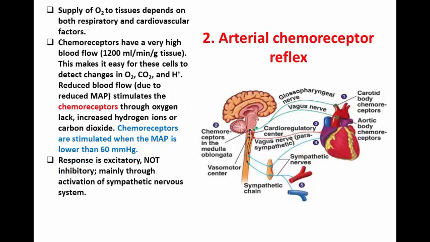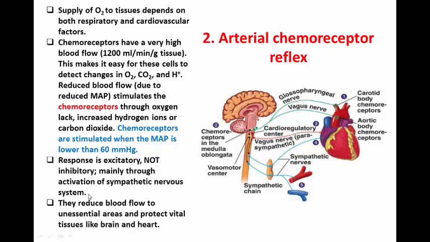When they are stimulated as a result of the drop in the mean arterial blood pressure, the response is excitatory, not inhibitory. This means that when the arterial chemoreceptor reflex is activated by the reduced mean arterial pressure, there is increased sympathetic outflow. They reduce blood flow to unnecessary areas by increasing the resistance in these non-vital organs, and they protect the vital organs like the brain and the heart, because the resistance does not increase in the coronary circulation or the cerebral circulation. The resistance increases in the non-vital organs, and when this happens, the total peripheral resistance increases, and the arterial blood pressure increases.